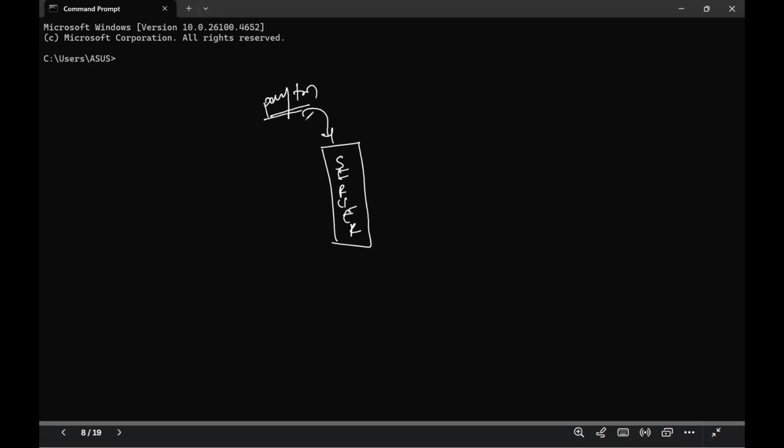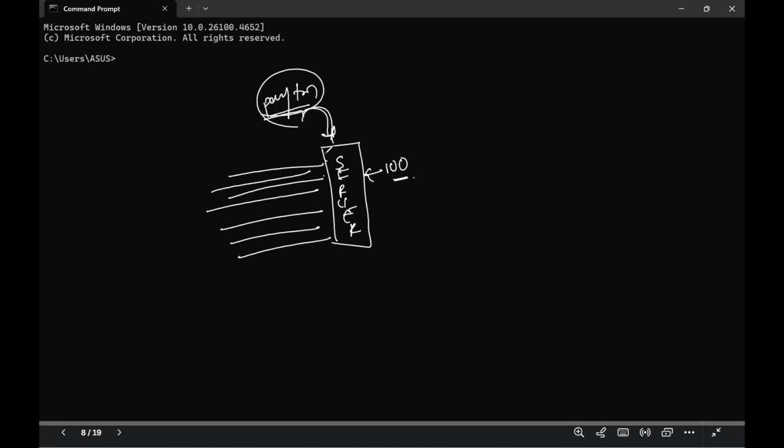Once we have deployed our application over the server, users are trying to access it. Let's say my server capacity was 100 members, but the users accessing our application from the server are about 100 plus members.